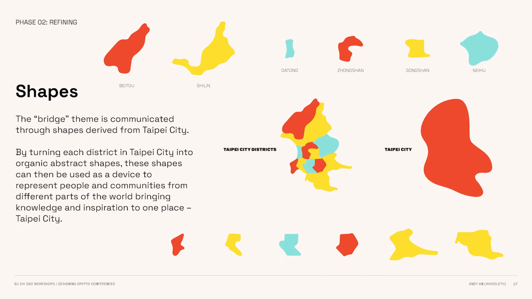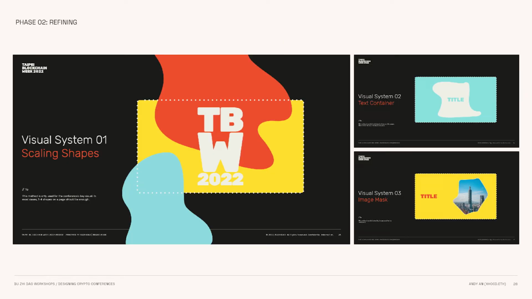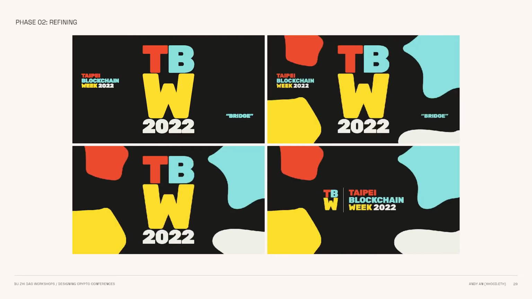The Taipei city districts. I turned these districts into abstract shapes. They can be used as a device to represent people and community from different parts of the world, and bring knowledge and inspiration to Taipei City. And here I show how we can use these shapes. And then we have our key visual. So from the type, the logo, the color, and the shapes, we put everything together.